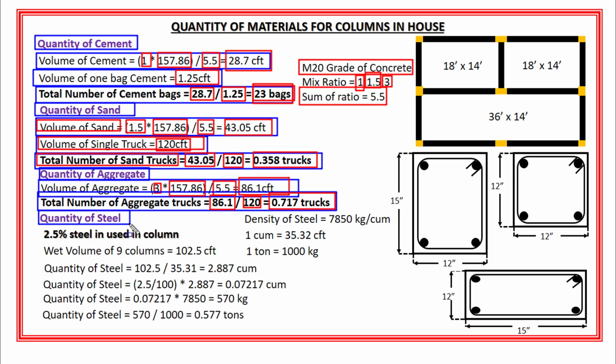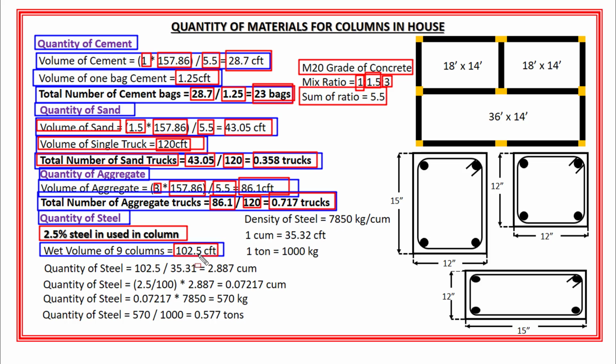Okay. Next is the quantity of steel. Now for the quantity calculation of steel in a column, I will use the thumb rule for columns. Okay. So according to the thumb rule, 2.5% steel is used in a column, right? Now how will we calculate the quantity of 2.5% steel in a column? Well, for that I will need the total wet volume of 9 columns, right?